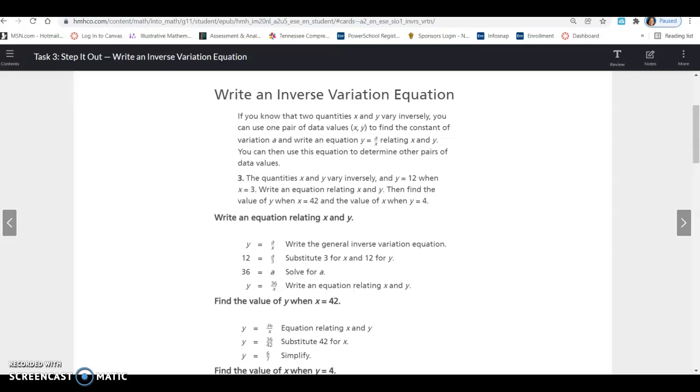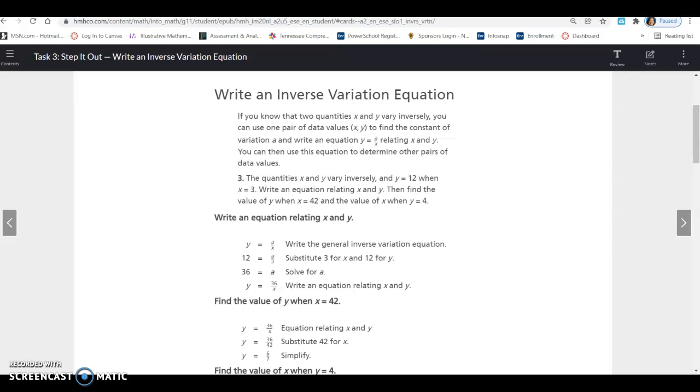Lesson 11.1, Task 3. Write an inverse variation equation. If you know that two quantities, x and y, vary inversely, you can use one pair of data values, x and y, to find the constant of variation a and write an equation y equals a over x, relating x and y. You can then use the equation to determine other pairs of data values.